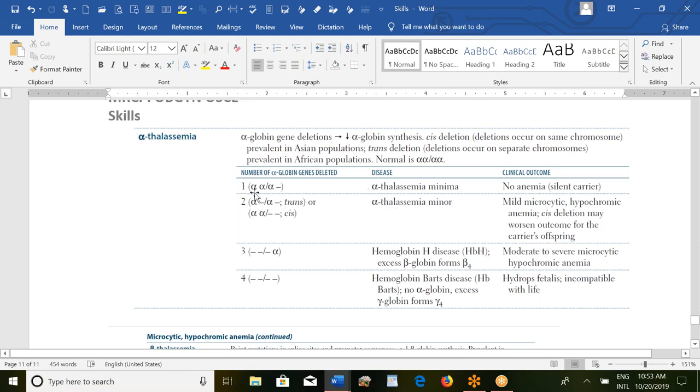When just one gene is defective, there is no anemia and the person is a carrier. If they have 2 defective alpha genes, they will have mild microcytic anemia. As the number of abnormal chains increases, they will have more problems, and if all 4 chains are defective, this is incompatible with life. We call it Bart's hemoglobin, Bart's disease, and the baby will die because he cannot carry oxygen. Just remember, in alpha thalassemia there is decreased synthesis of alpha globin chains. 4 chains are there.